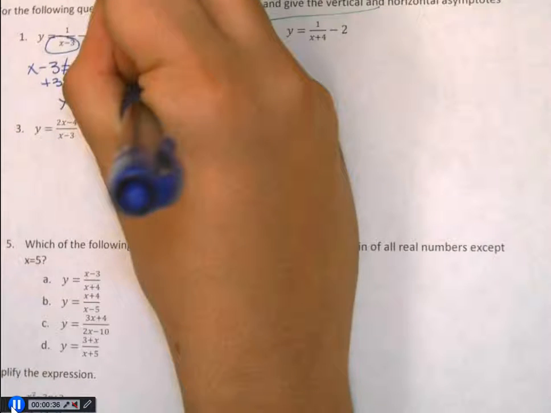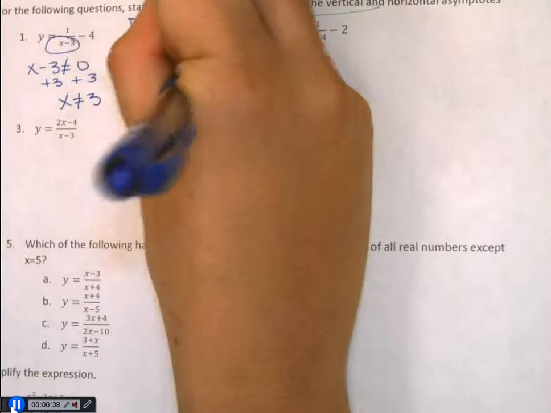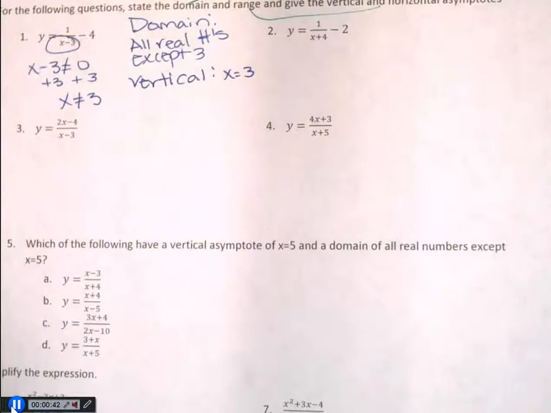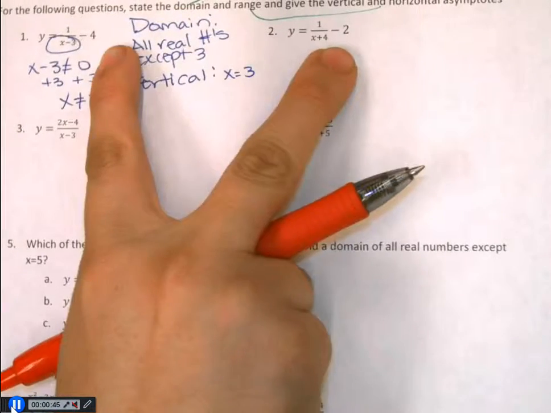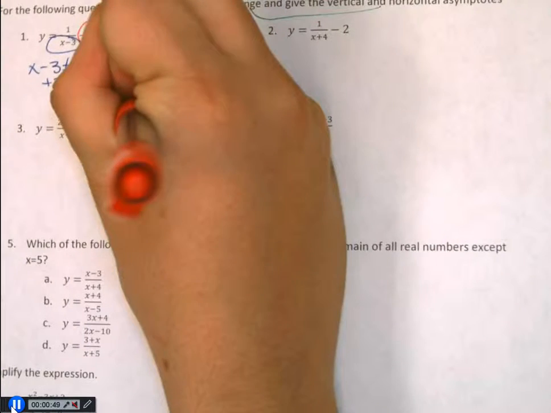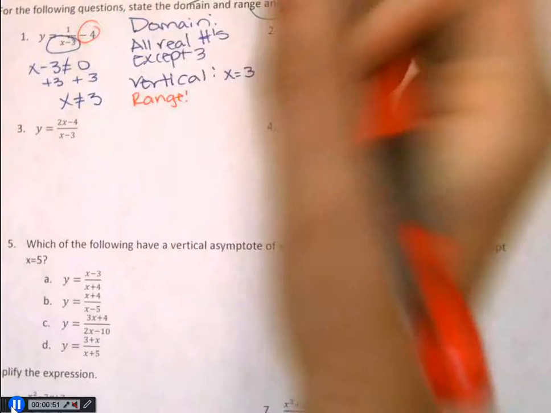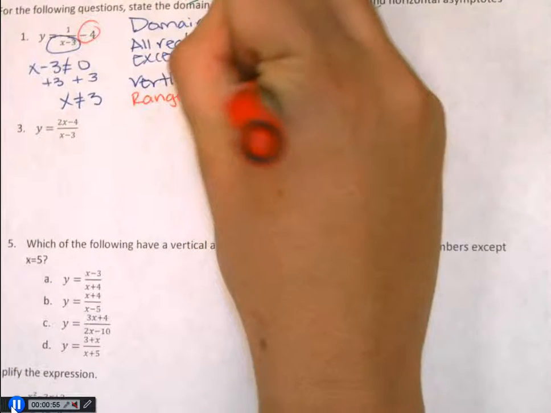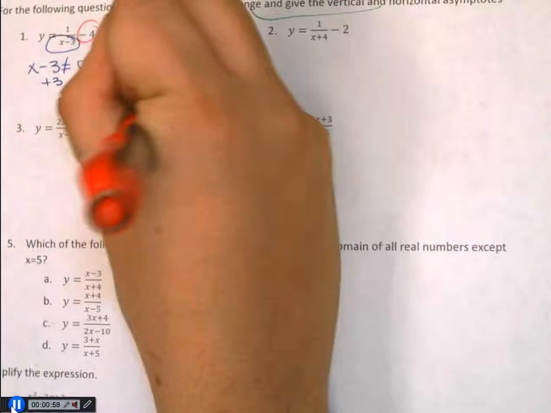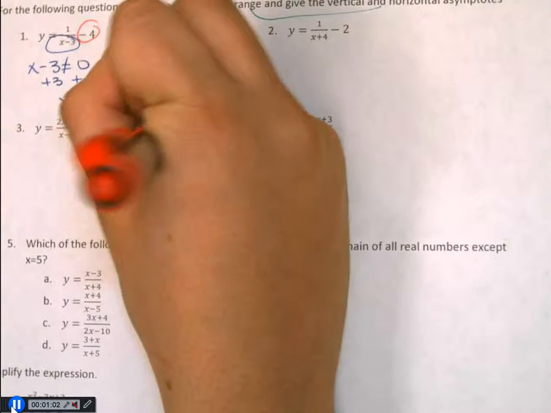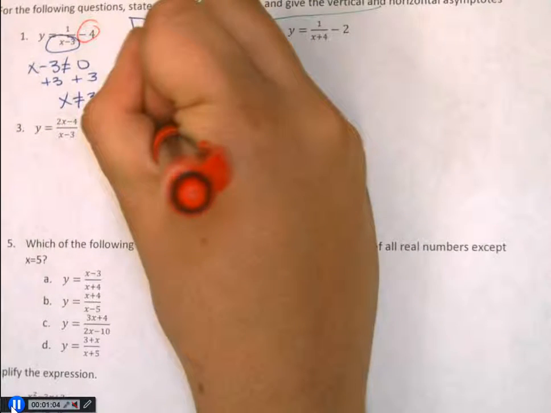And then my vertical asymptote is x equals 3. For my range, for 1 and 2, I look at my end numbers. So it's going to be everything except for the last thing. So my range is all real numbers except for -4. And then my horizontal asymptote is going to be y equals -4.